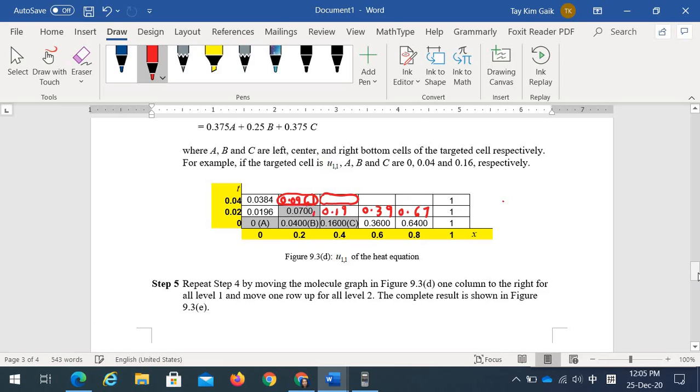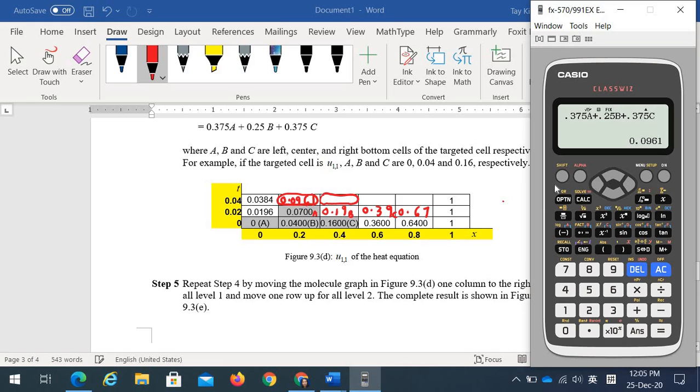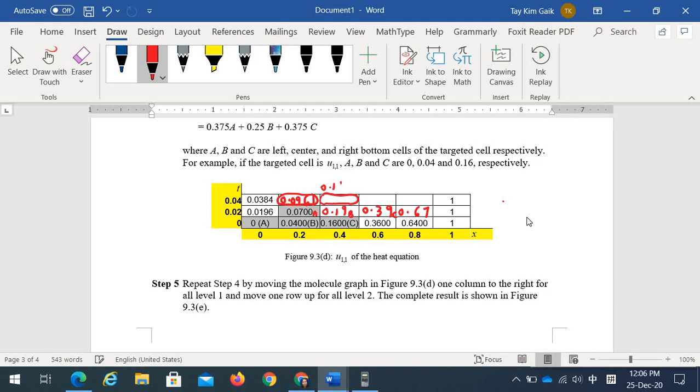So A is here, this is B, this is C. So A is 0.07, okay, B is 0.19. C is here, 0.39. So you get 0.1863. This is 0.1863.